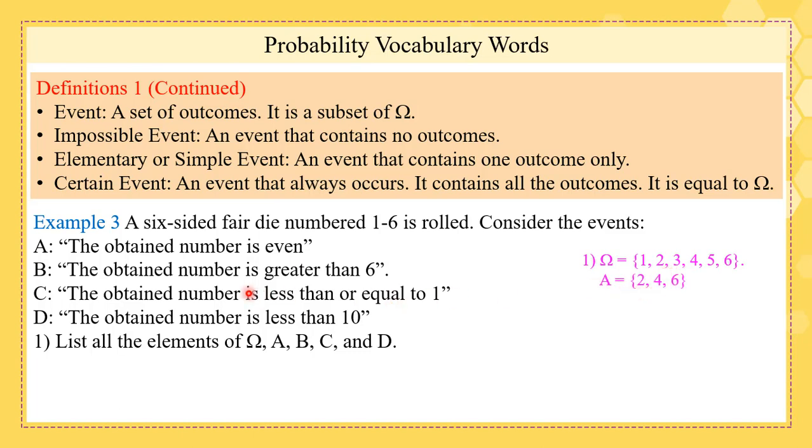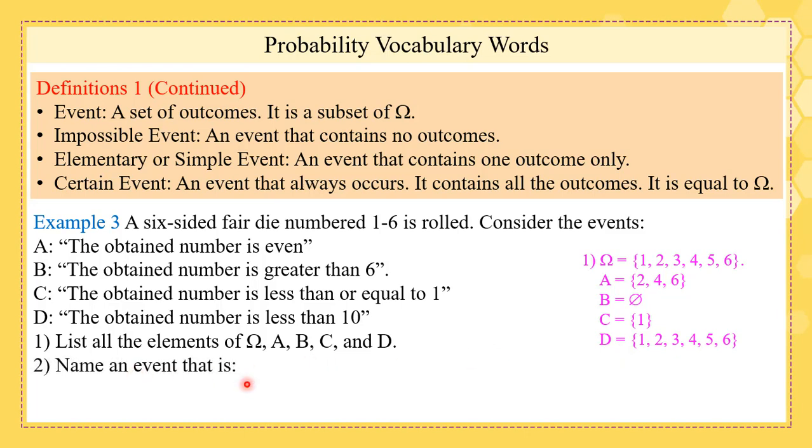This is A. B, the obtained number is greater than 6. In this case, it's going to be the empty set. C, the obtained number is less than or equal to 1, so it would be the singleton {1}. And D, the obtained number is less than 10, so it would be all numbers from 1 to 6.